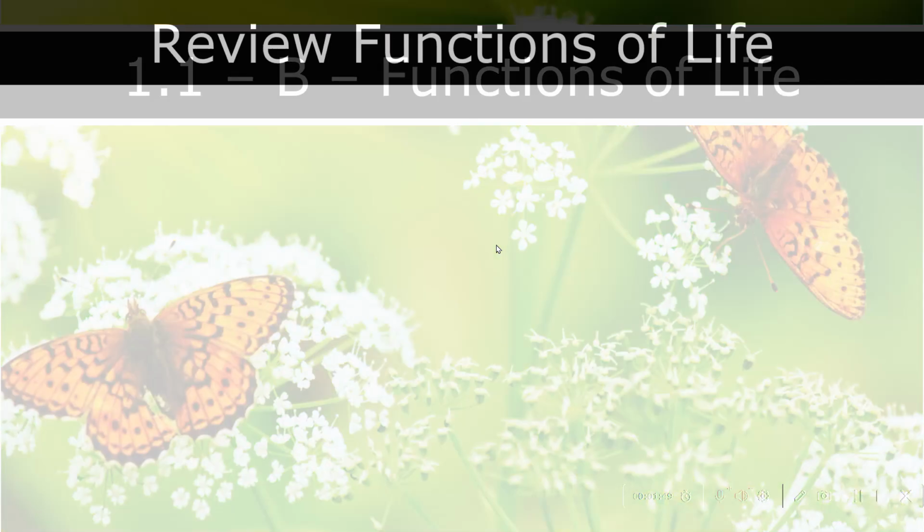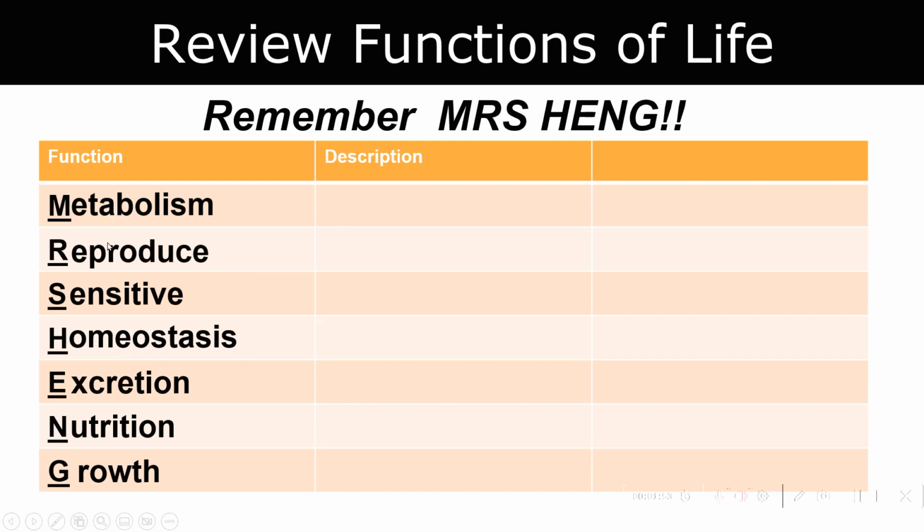Functions of life, we knew this one as Mrs. Hang, right? So these were the 7 functions of life. They were metabolism, which include things like respiration or photosynthesis, any reaction where you're building or breaking things, reproduction, sensitivity to the environment, homeostasis, where you're putting things in balance, excretion, where you're getting rid of waste, and nutrition, every living thing needs to get food, and every living thing grows. So for the functions of life, this is the mnemonic that we use, Mrs. Hang's: metabolism, reproduction, sensitivity, homeostasis, excretion, nutrition, and growth.